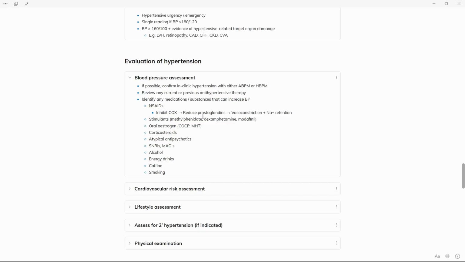They inhibit the COX enzyme, which reduces prostaglandins. And a reduction in prostaglandins leads to vasoconstriction and sodium retention. Stimulants, such as those used for ADHD and narcolepsy, so methylphenidate, dexamphetamine, and modafinil.